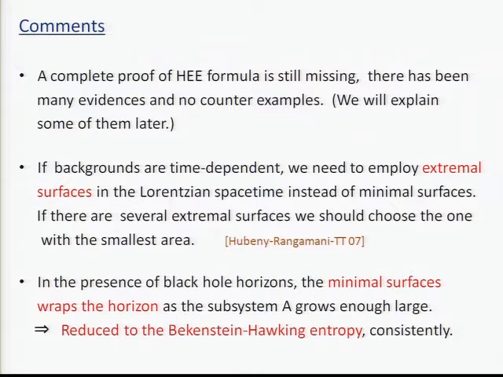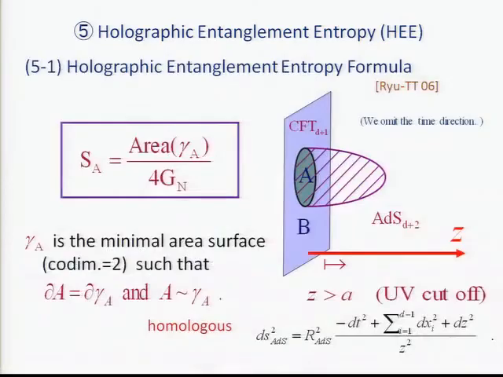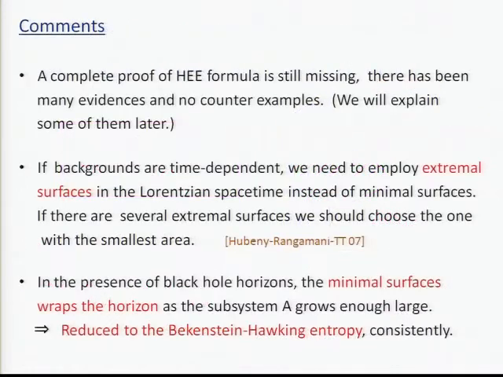And finally, in the presence of a horizon, like AdS black holes, the minimal surface tends to wrap the horizon. In this case, we assume that subsystem A is very large, so it almost wraps the horizon, and this formula says that the contribution just reduces to the standard Bekenstein-Hawking entropy. So this is just the horizon area. So the Bekenstein-Hawking entropy is somehow included, and this is a sort of generalization of that.